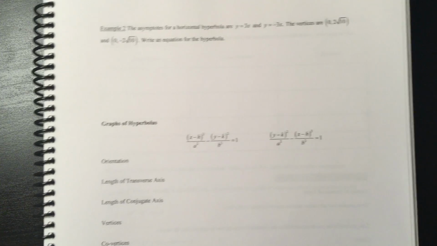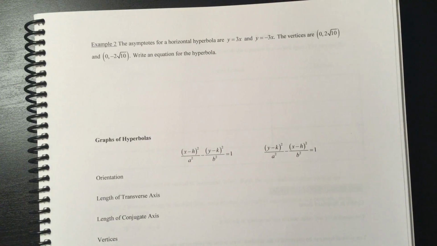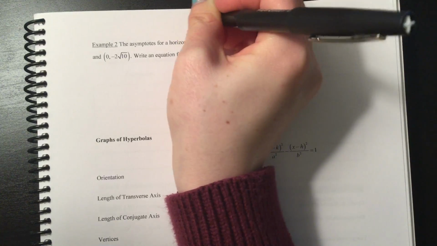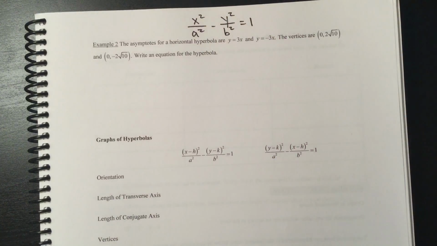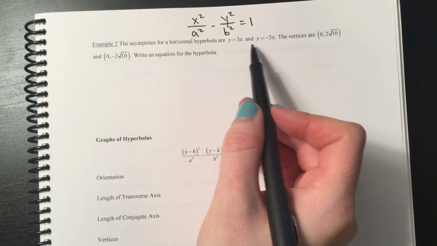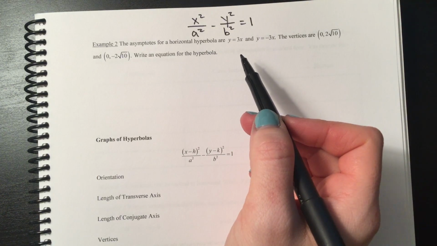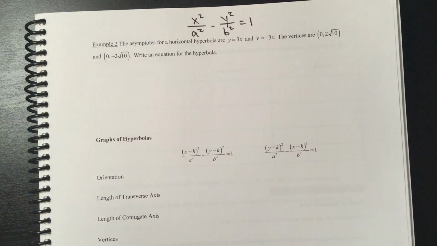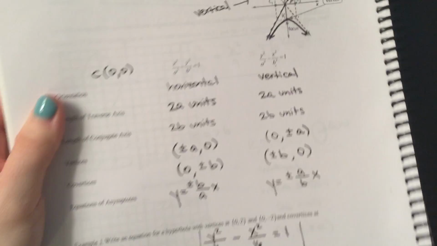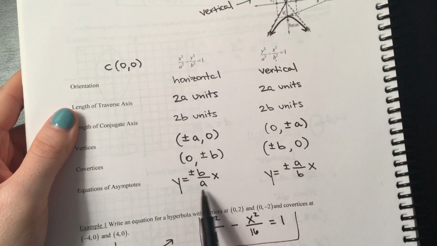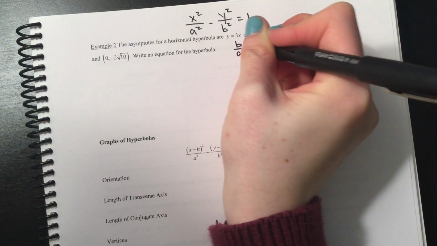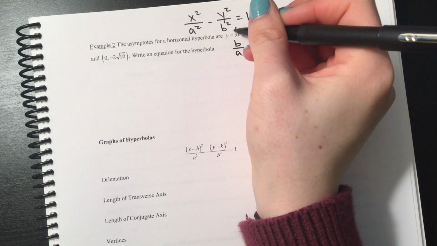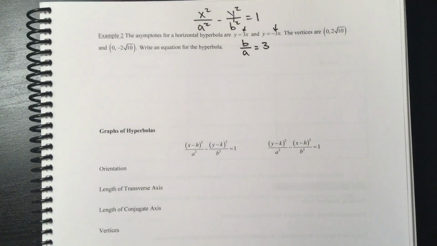All right, so let's look at another example. This one, we know it's going to be a horizontal hyperbola. All right, so let's set that up. A horizontal hyperbola is going to be x squared over a squared minus y squared over b squared equals 1. So we've got that for sure. And then you've got asymptotes and vertices. All right, so we should be able to set all of this up. So if we look back at the horizontal asymptotes, for horizontal, our asymptotes are plus or minus b over a times x. So we know that b over a reduces down to 3, just based on what we're given.